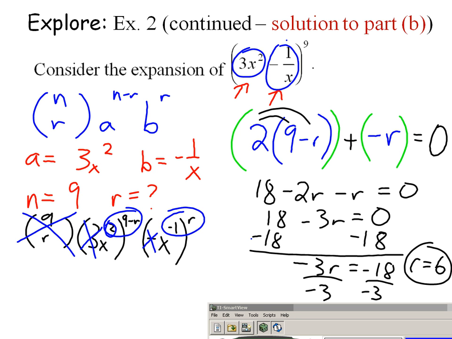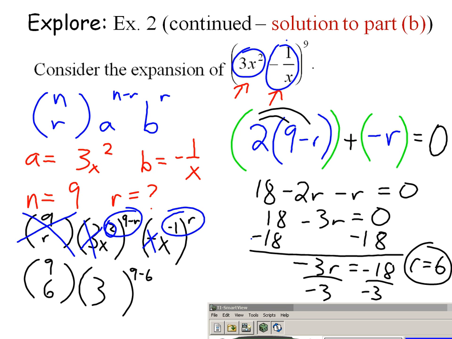Am I done with the problem? No, it said find the term. I still need to actually get this constant. So I'm going to go back now to my original setup. I need 9 choose 6, and then I have 3. I'm not going to worry about the x's. I know they cancel out, so I'm just going to take 3 to the 9 minus 6, and then I know that the other term is nothing but x's.